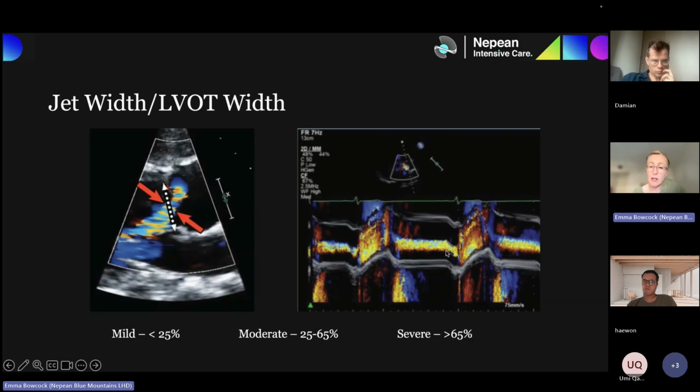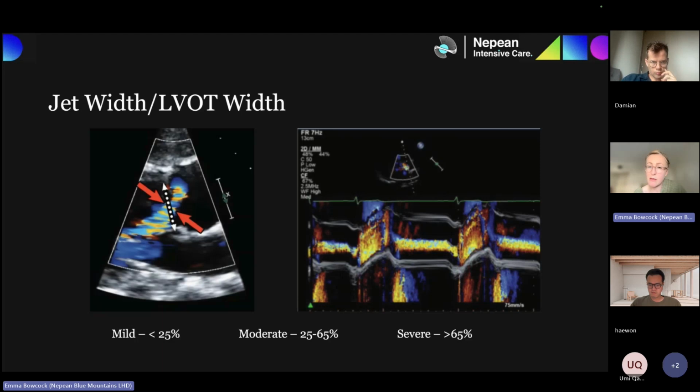If you can get your alignment right, which I really like doing, especially with TOE, you can put M-mode through that, and then it gives you a nice measurement. You'd measure your LVOT width here, and then you'd measure your jet width there, which is quite nice. You can all appreciate that this is the regurgitant jet here in diastole. This is your LVOT, and you'd measure the width there. If it's more than 65%, it's in keeping with severe.